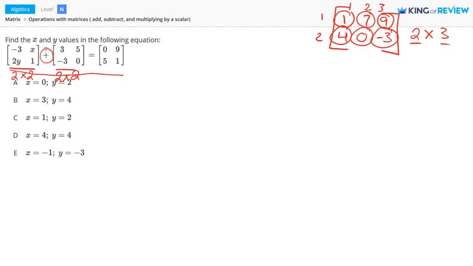So we need to make sure we add corresponding entries. What does this mean? This means that we must add the entries that are in the same position. So let's look at this upper left-hand entry of -3. This is in row 1, column 1. So I must make sure that I add this to the corresponding entry in the second matrix, which would be the one in the upper left-hand corner here, row 1, column 1. So this is corresponding entries. So let's do that.